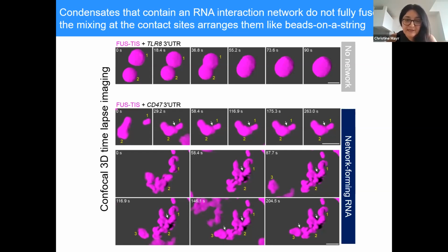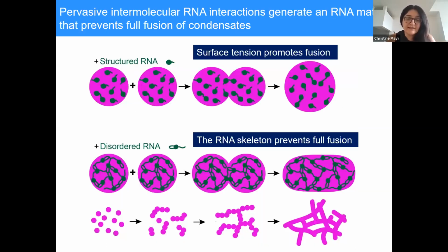So maybe this becomes clearer in our model. How we look at this is, when we have structured RNAs, they can be viewed as globules. And so now we have two condensates that fuse with each other. The surface tension promotes a high fusion force, and this leads to mixing of the components. And because these structured RNAs are relatively free to move, they can take up the new space.